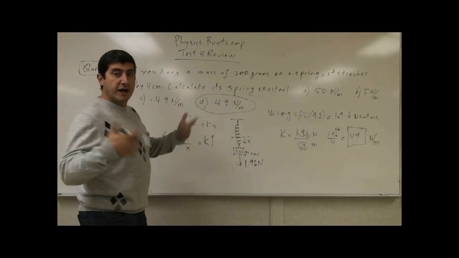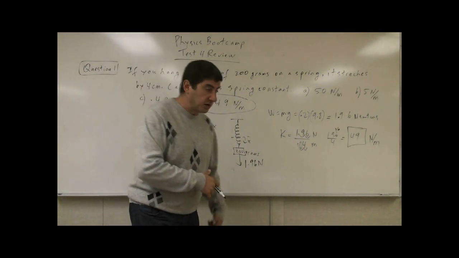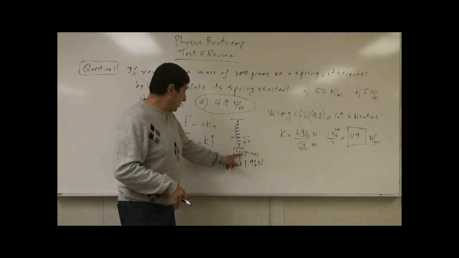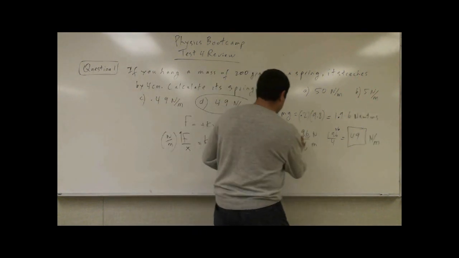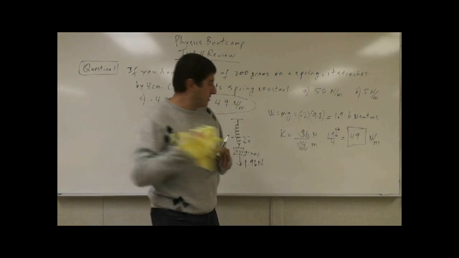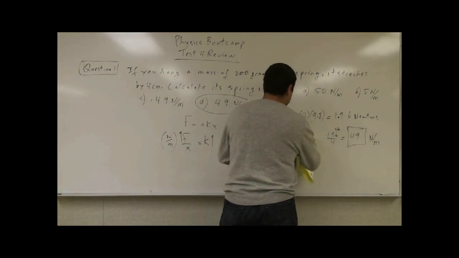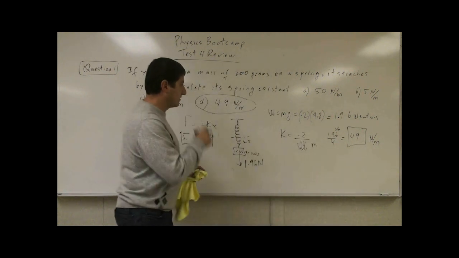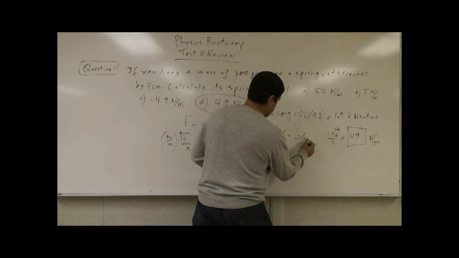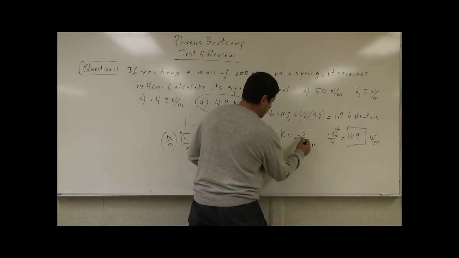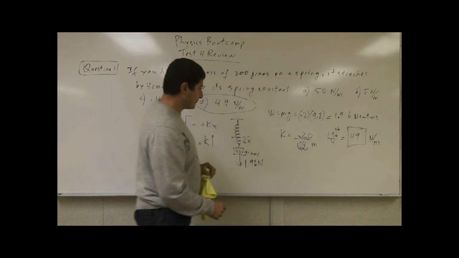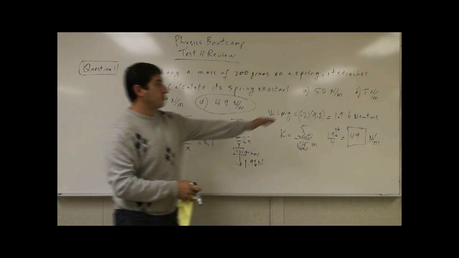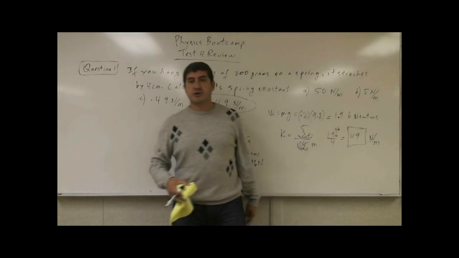There's a variety of mistakes that someone could have made here. Perhaps they could have not even converted to newtons. If they had used 0.2 for the force and forgot to convert, what would the answer have given you? Well, you divide by 0.04, so it'll be 20, 4 goes into 20 5 times. And you see one of the answers is actually 5 newtons per meter.